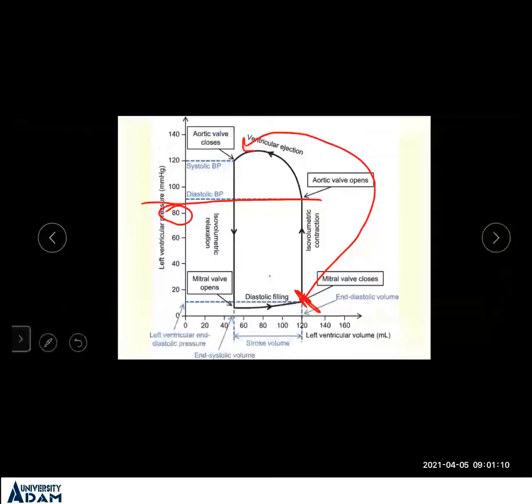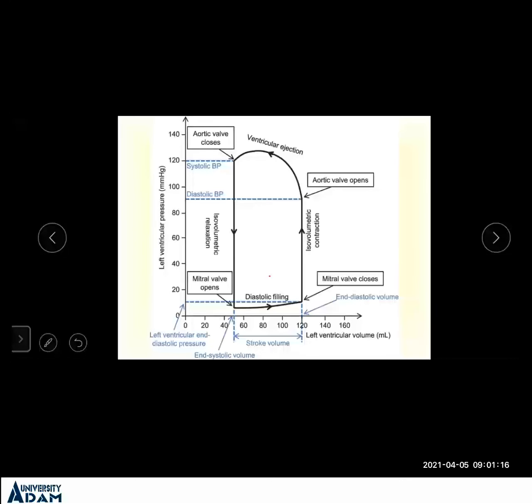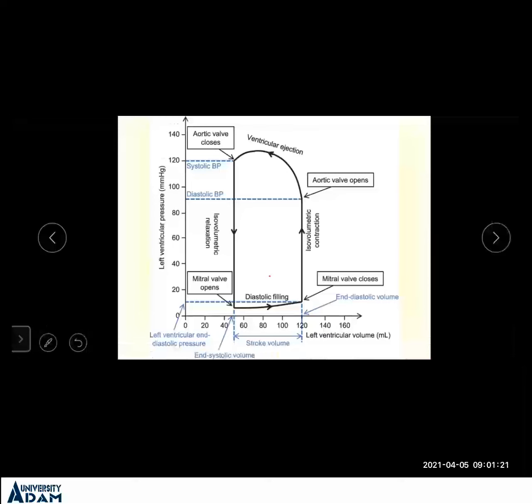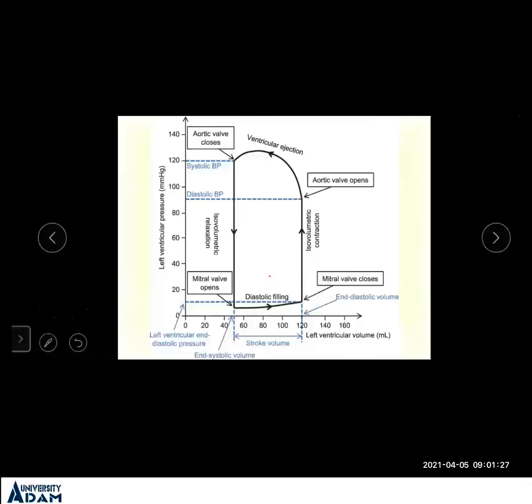It's easy to memorize cardiac cycles. You can be oriented by this pressure volume loop.